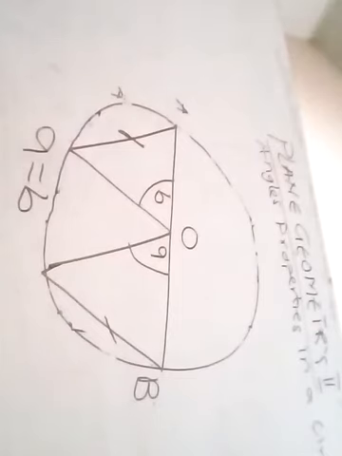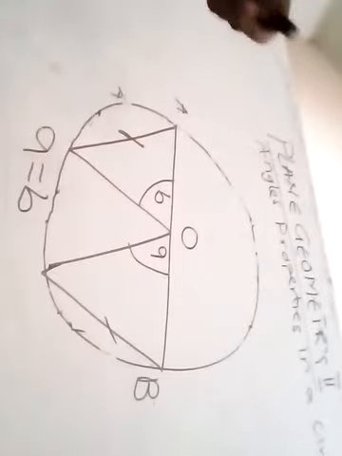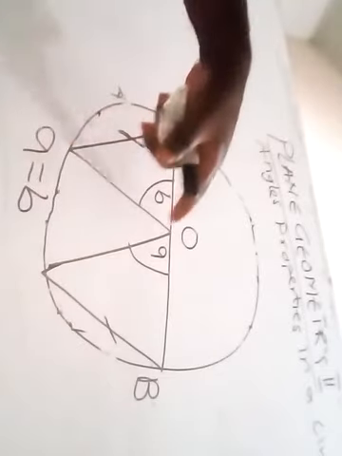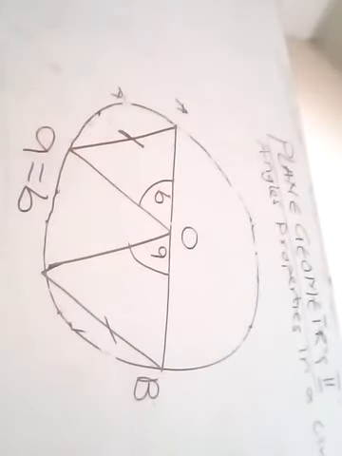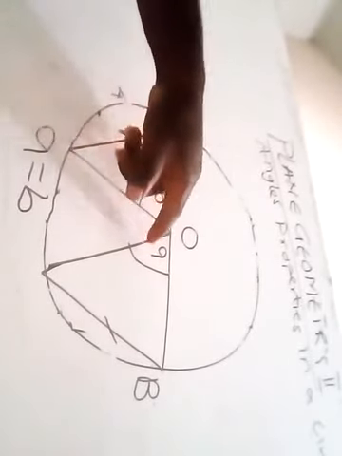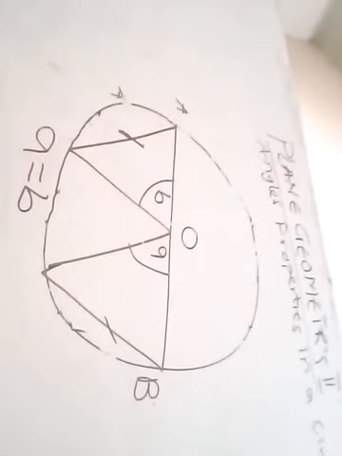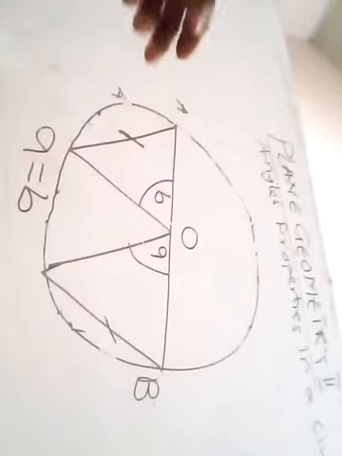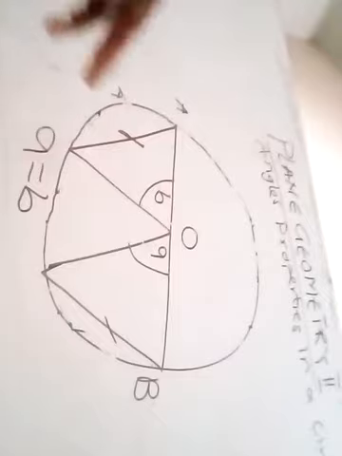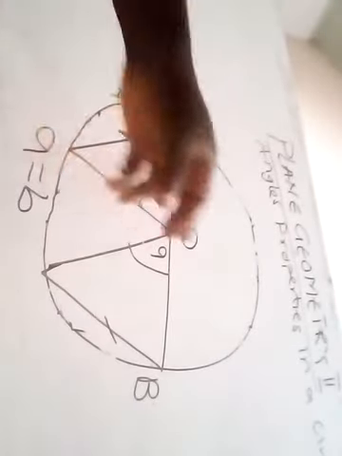Property 6: equal chords or arcs subtend the same angles at the center of a circle. Equal arcs subtend the same angle at the center of a circle is what? The same. The equal chords or arcs subtend the same angles at the center. So this is the center. It means that B is equal to A, or A is equal to B. That's why you have A equal to B.